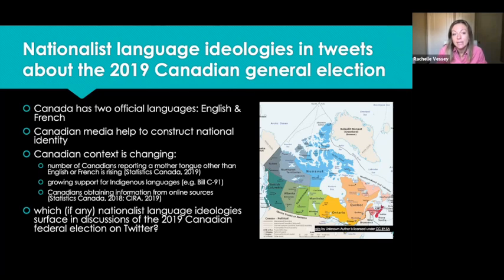The number of Canadians reporting a mother tongue other than English or French is rising. There's growing support for Indigenous languages. And Canadians tend to be obtaining information from online sources rather than traditional media sources that have helped to support the national identity.